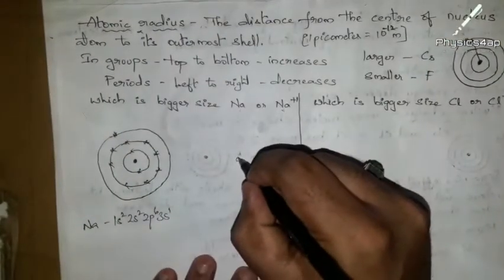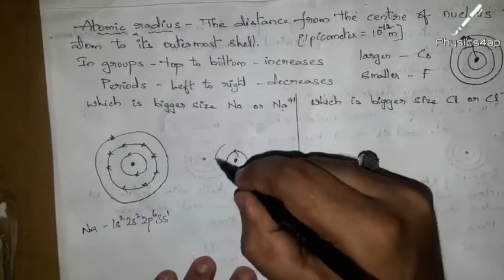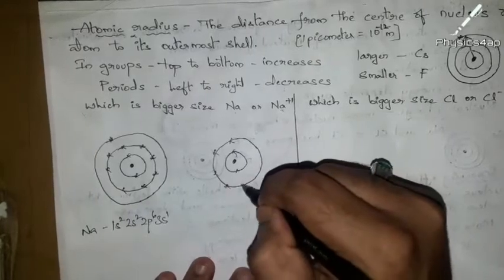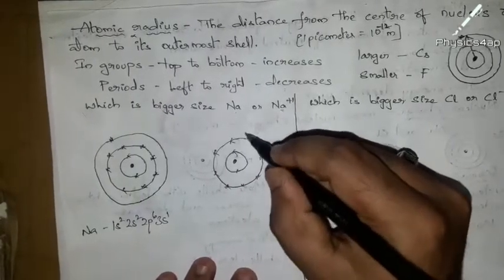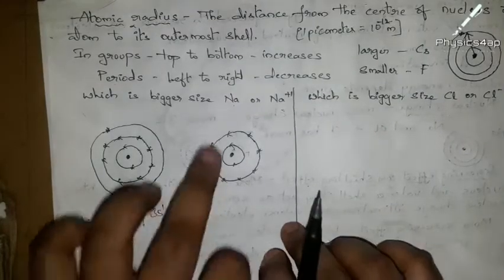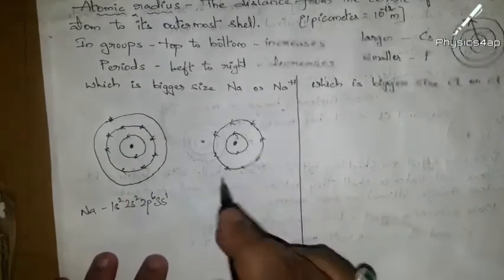when we remove the electron from the outermost orbit, first shell, second shell, 1, 2, 3, 4, 5, 6, 7, 8. So the outermost orbit has been removed. Now compare the size of Na and Na+1. Now what do you think, which is bigger, Na or Na+1?